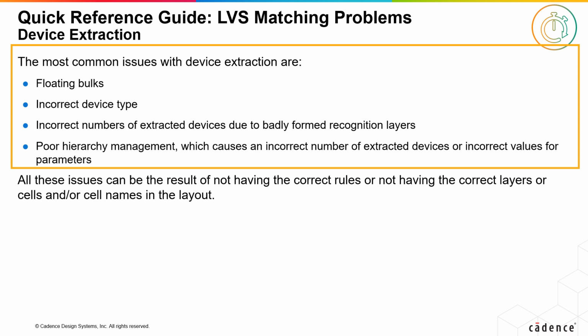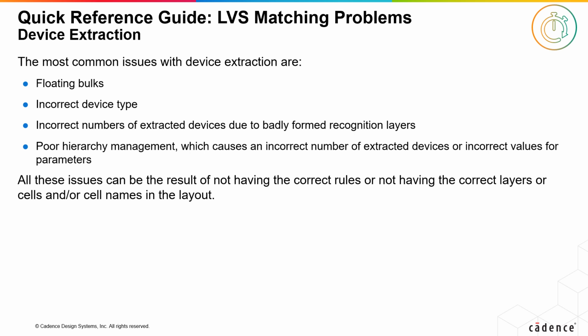Incorrect numbers of extracted devices can happen due to poorly formed recognition layers, which may result in missing or extra devices during extraction. Poor hierarchy management can lead to an incorrect number of extracted devices or incorrect parameter values. It is essential to have proper hierarchy management to ensure accurate device extraction. Hence, it is vital to ensure correct rules, layers, and cell names in the layout and netlist.